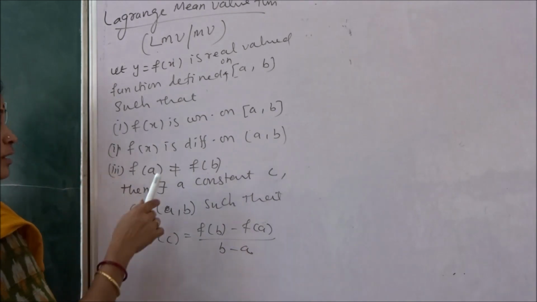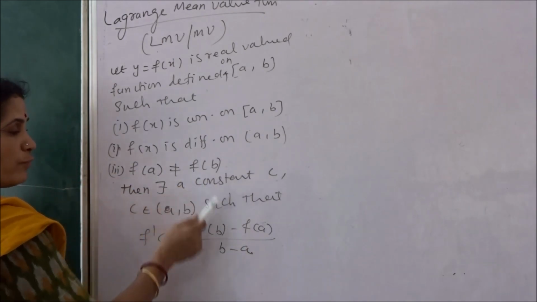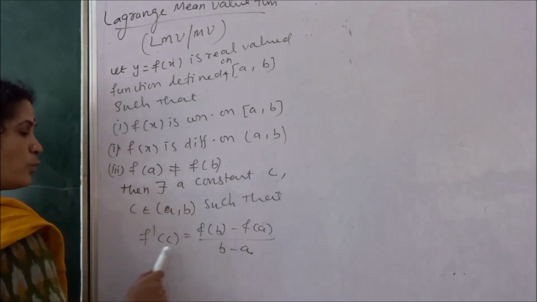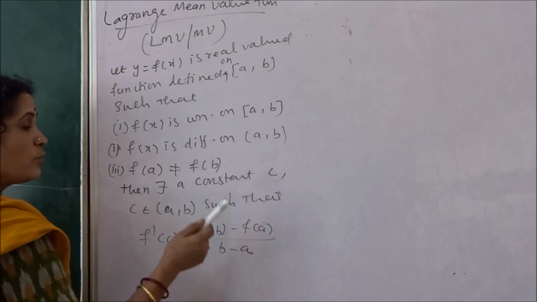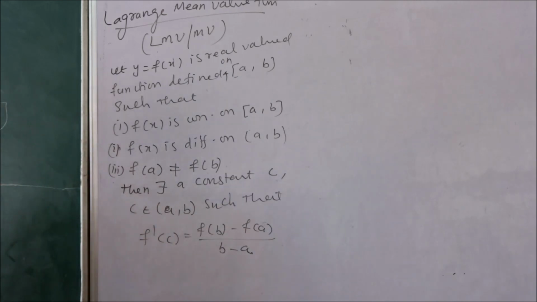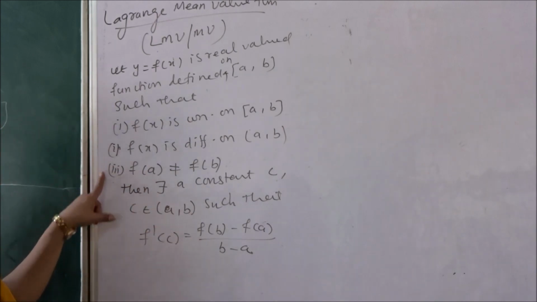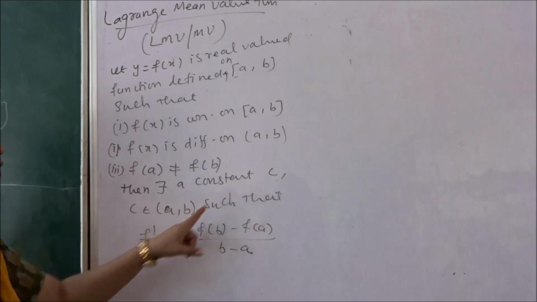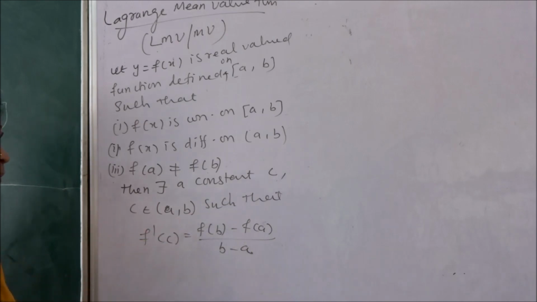So in Rolle's theorem, f of a equals f of b. If we subtract, both are 0. That's why we said f dash of c equal to 0 in Rolle's theorem. So this is the statement of the Lagrange mean value theorem. It means f of x is continuous, f of x is differentiable on the open interval, and f of a not equal to f of b. After satisfying these three conditions, there exists a constant c belonging to the open interval (a, b), such that f dash of c equal to f of b minus f of a upon b minus a.